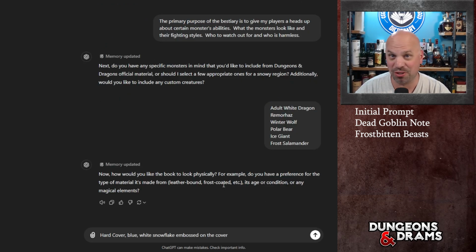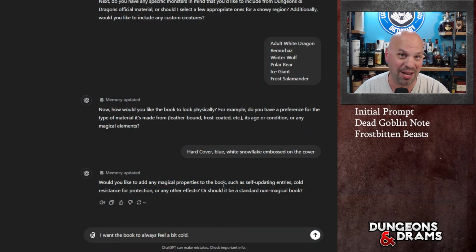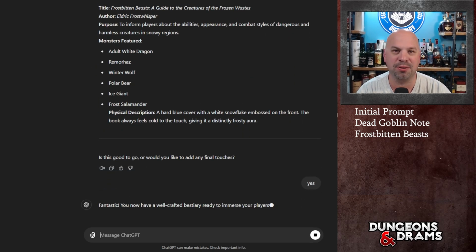When I picture this, I picture a hardcover book that's probably blue in color with a white snowflake on the front. It asked me if I wanted to add any magical effect to this book, and I don't want to put anything crazy, like it actually suggested resistance or protection from cold. I don't want that. In fact, I just want the book to kind of always feel cold, not uncomfortable, but just a little bit. It gives a little summary about what we're about to create. I say yes, and now it's going to do so.